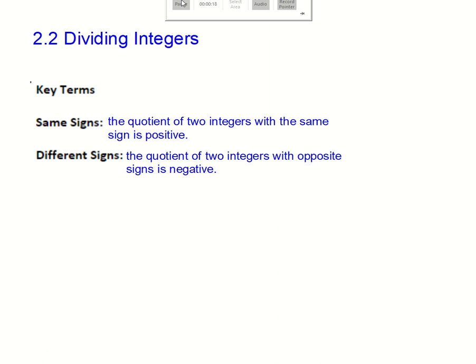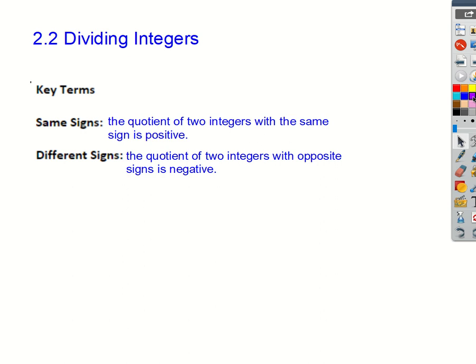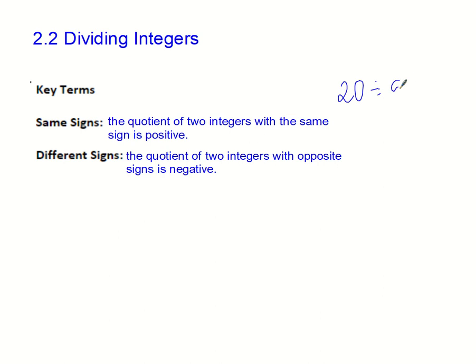All right, so today's super easy. Basically, we're rolling with the same rules from 2.1, which was multiplying integers, into dividing integers. So your rules are the same. Same signs: the quotient of two integers with the same signs is positive. I'll give you an example: 20 divided by 5 is a positive 4.